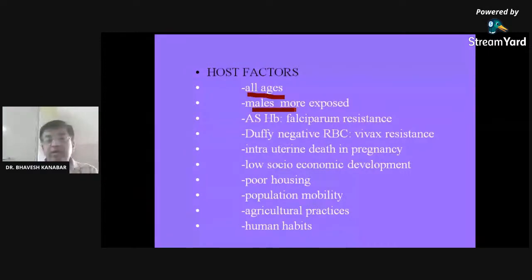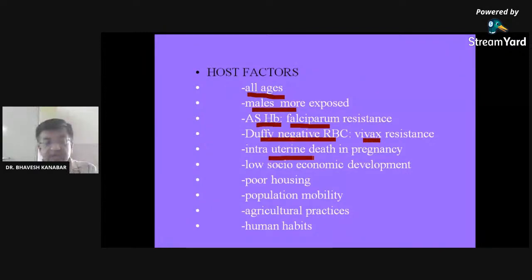Because males are commonly working in the outside environment and in farming also, there are more chances that males get mosquito bites and may get malaria. Then the Australian antigen is said to be resistant against falciparum, right? If anybody is HBsAg positive, Australian antigen positive, hepatitis B positive, that person may be resistant to falciparum. Duffy negative RBCs are resistant to Vivax.